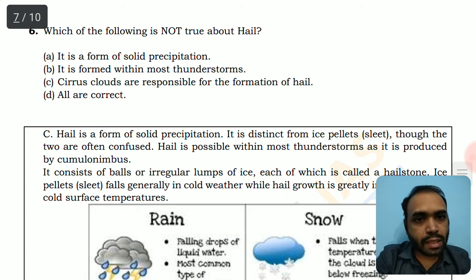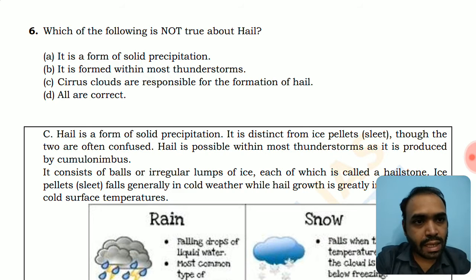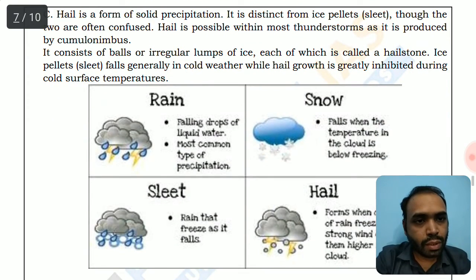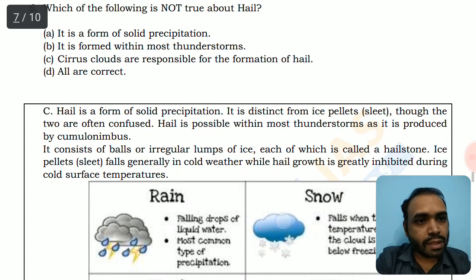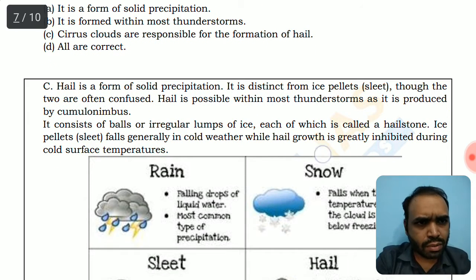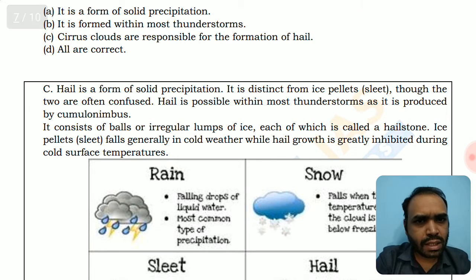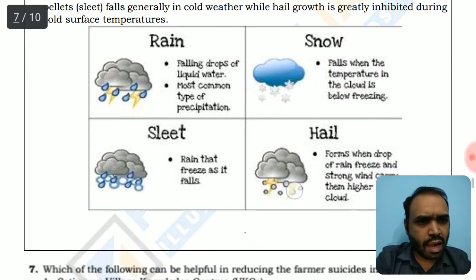So hail is a form of solid precipitation. It is distinct from ice pellets or sleet. We are going to discuss all four types of this precipitation. Though the two are often confused, hail is possible within most thunderstorms as it is produced by the cumulonimbus cloud. It consists of balls or irregular lumps of ice, each of which is called a hailstone. Each single ball is called a hailstone, and ice pellet sleet falls generally in cold weather, while hail growth is greatly inhibited during cold surface temperature. So this is sudden under the thunderstorms.